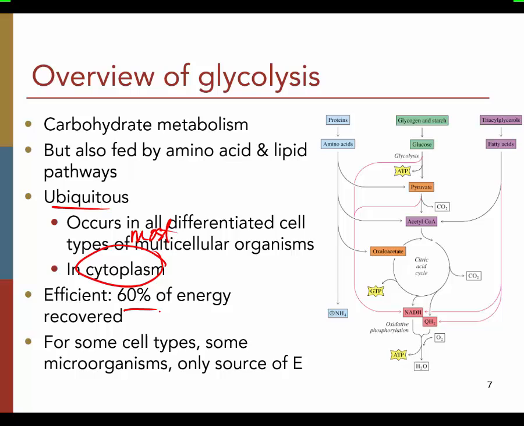Okay, so if you had a combustion engine that was 60% efficient, you'd be pretty impressed. Okay, so it's not 100%, but it's pretty good. For some cell types and some microorganisms, it's the only source of energy. So for example, we're going to spend a lot of time talking about your brain and how your brain needs sugar, because your brain does glycolysis and it doesn't metabolize fat and it doesn't metabolize protein. So your brain cells need sugar, or they don't get energy, so there's a couple of last-ditch compensation efforts that your brain cells do if sugar is very low, but it's not a good long-term strategy. So your brain needs sugar.